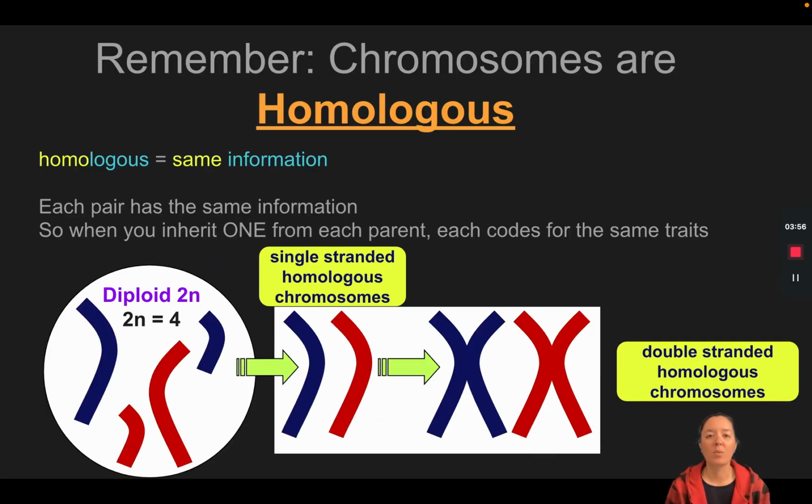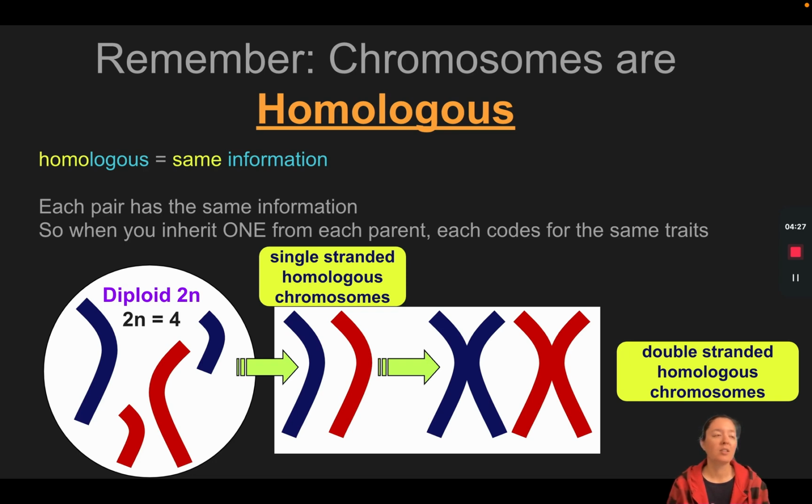We have to remember that chromosomes are homologous. Again, that word means homo, same, logos, information. So homologous chromosomes have the same information on them. Each pair contains the same genes for the same traits. For example, here we have our single-stranded homologous chromosomes, and we're going to duplicate them into double-stranded homologous chromosomes for this meiosis process and also for mitosis.